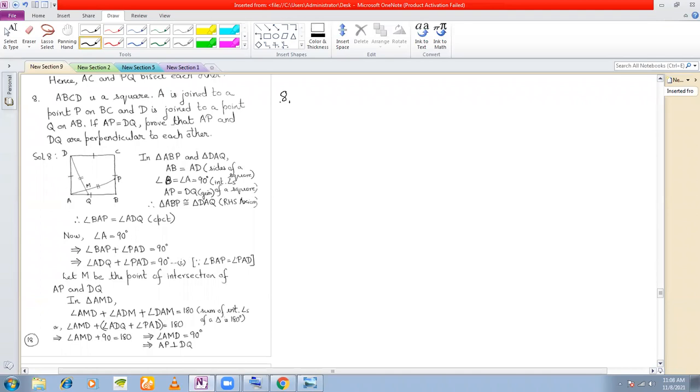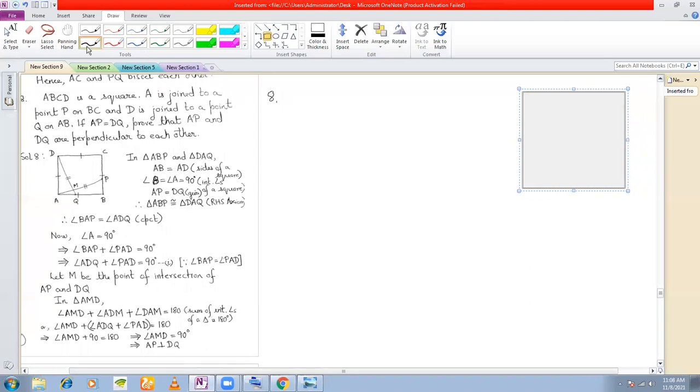ABCD is a square. A is joined to a point P on BC and D is joined to a point Q on AB. If AP is equal to DQ, prove that AP and DQ are perpendicular to each other. Now remember, the figure is not given, so you will have to draw the figure here. So let's draw the figure by reading the problem. ABCD is a square, so we draw a square. All four sides equal.